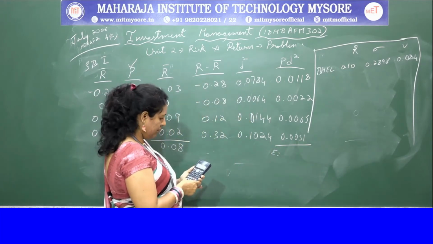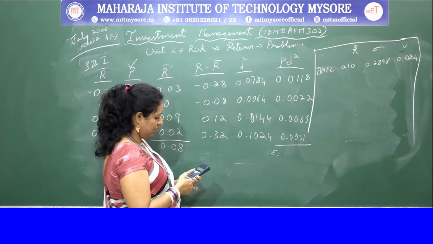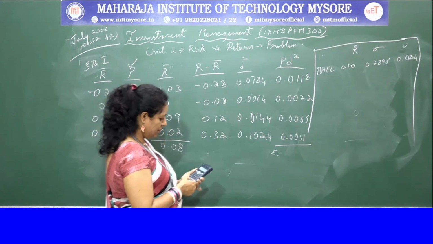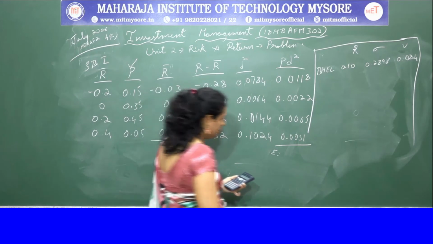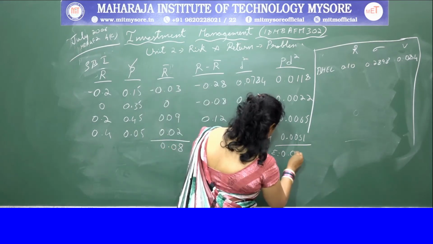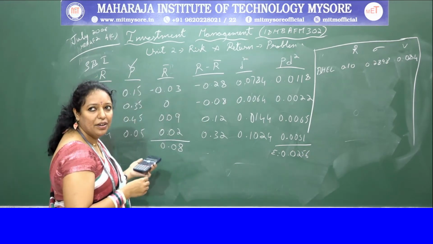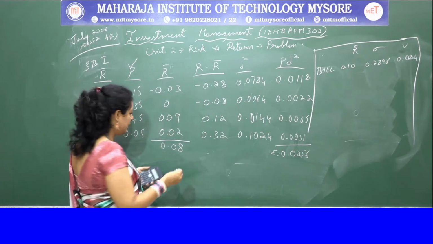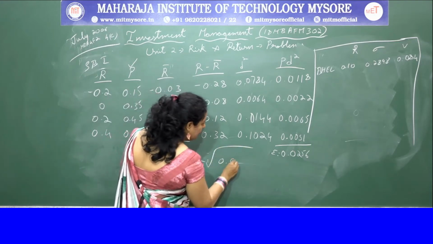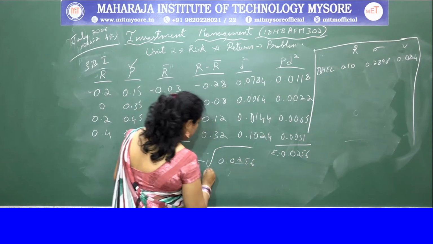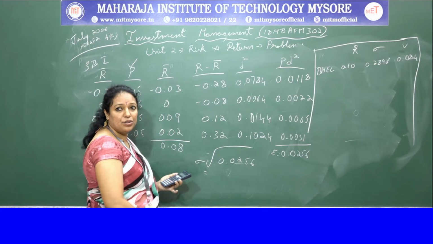So 0.0118 plus 0.0022 plus 0.0065 plus 0.0051. So here 0.0256 is the sigma. Okay, 0.0256. Again, standard deviation formula, the root of this 0.0256. Calculate the root of this, root of the answer. You get 0.16.